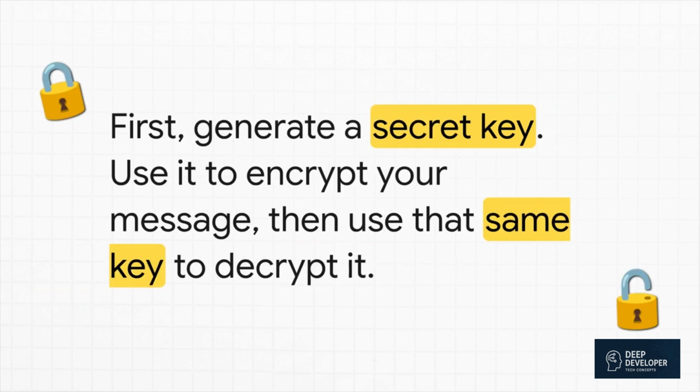So when you see this in code, the flow is always the same. First, you generate a single secret key. You use that key to encrypt your message. Then, on the other end, the receiver uses that exact same key to decrypt it. One key, two jobs, locking and unlocking.